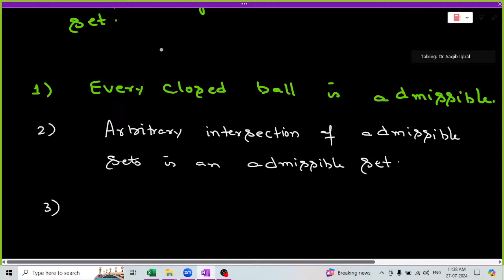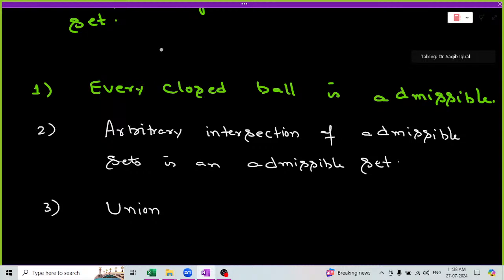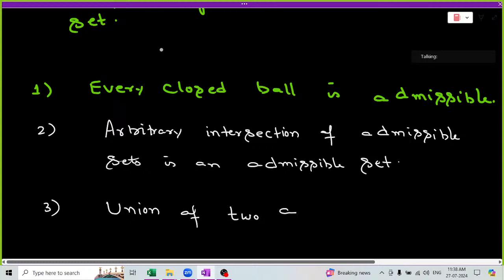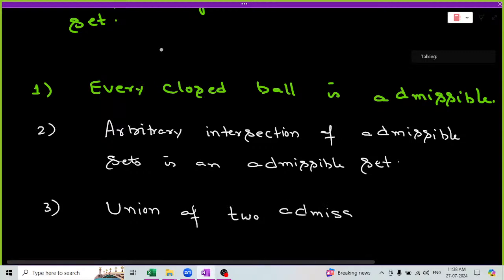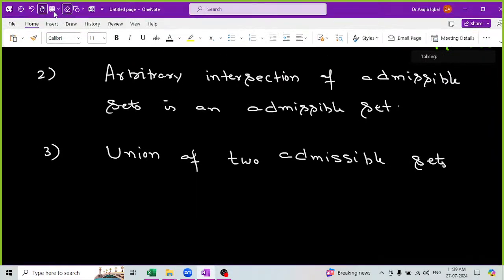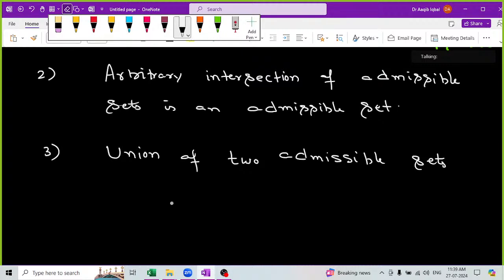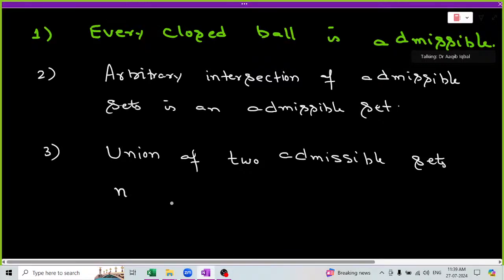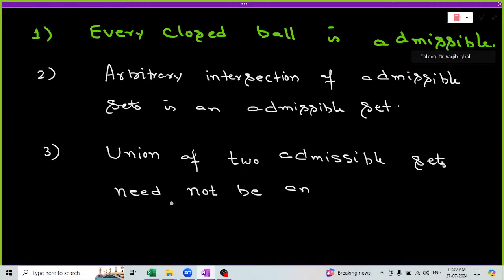Third observation, और वो ये है यूनियन. What do you think of the union? यूनियन के बारे में क्या ख्याल है आपका? If you take union of two admissible sets, क्या लगता है आपको? It need not be. It need not be an admissible set.